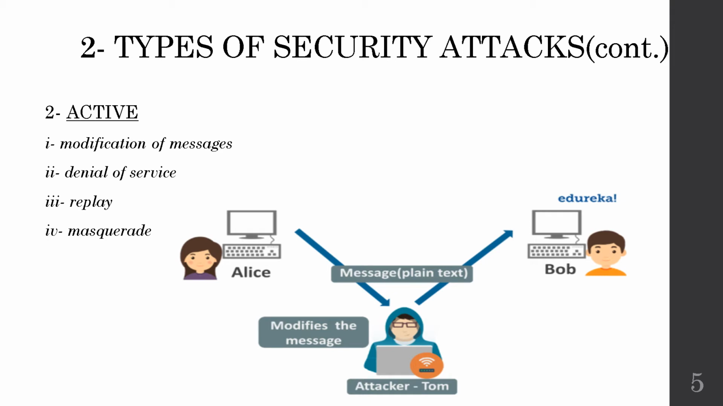First, there is the modification of messages. Some portion of a legitimate message is altered or that messages are delayed or reordered. Second, the denial of service. The denial of service is an entity that may suppress all messages directed to a particular destination. Third, replay. It involves the passive capture of data unit and its subsequent transmission to produce an unauthorized effect. And fourth, masquerade. Masquerade takes place when one entity pretends to be a different one.